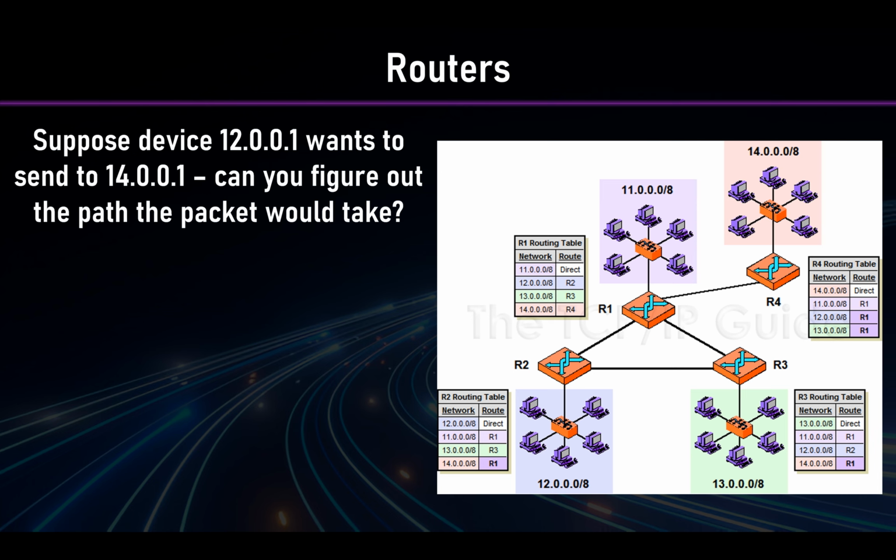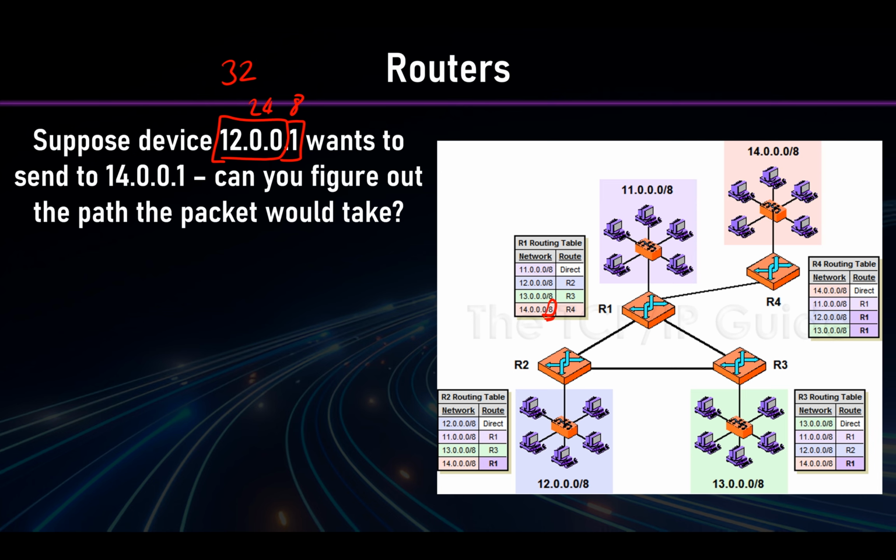Suppose device 12.0.0.1 wants to send to 14.0.0.1. We did mention this briefly: when we say /8 like this, it means the first 24 bits, because IP version 4 is 32 bits total, are going to be the network ID. Then the remaining 8 bits are going to be for the device ID.